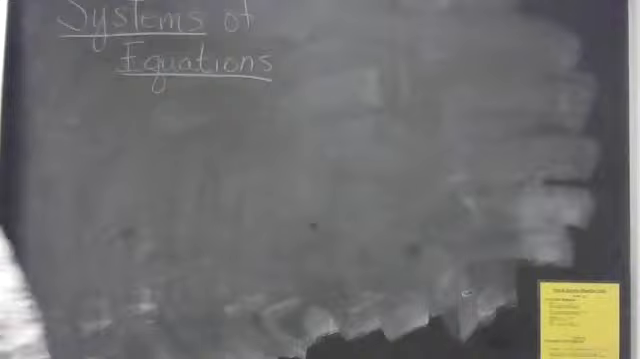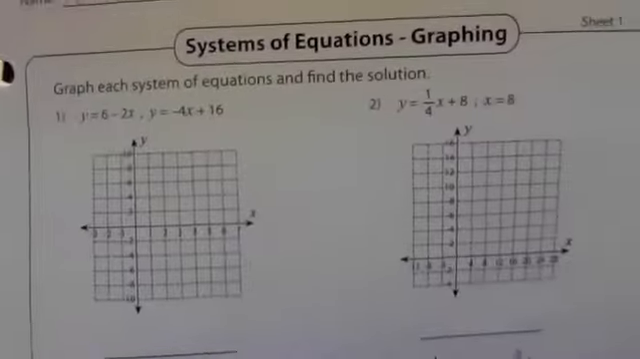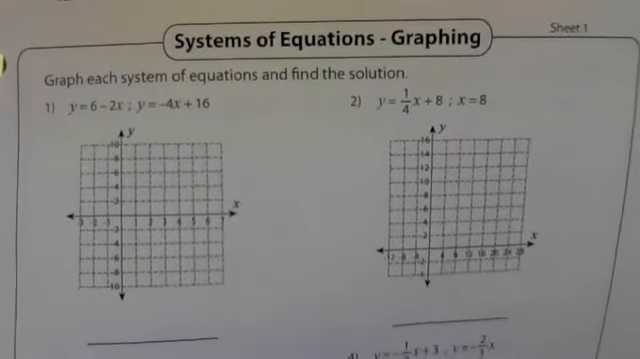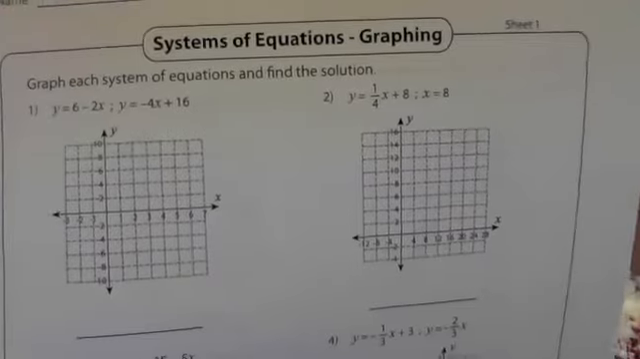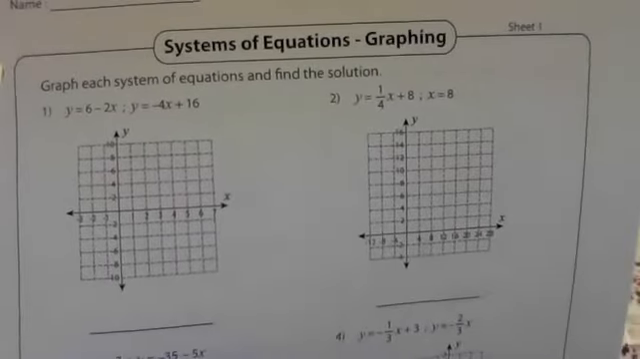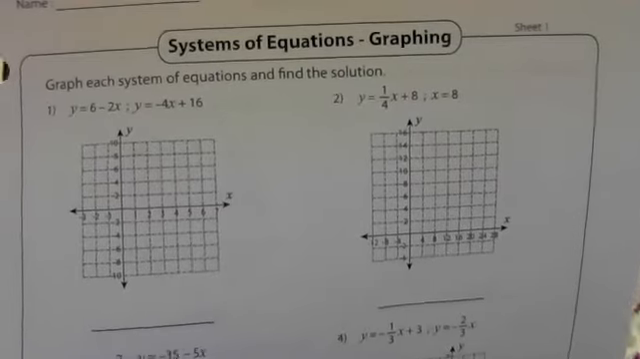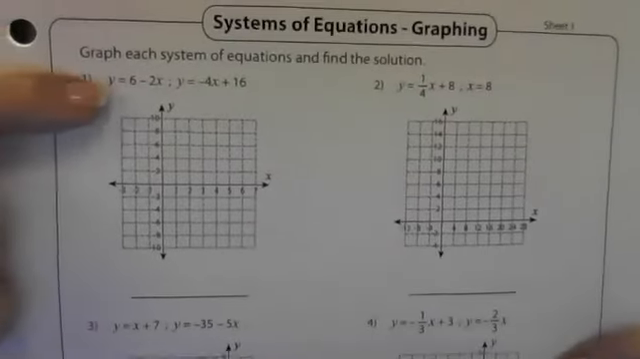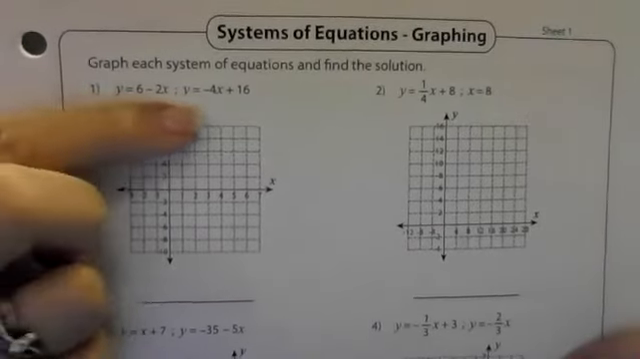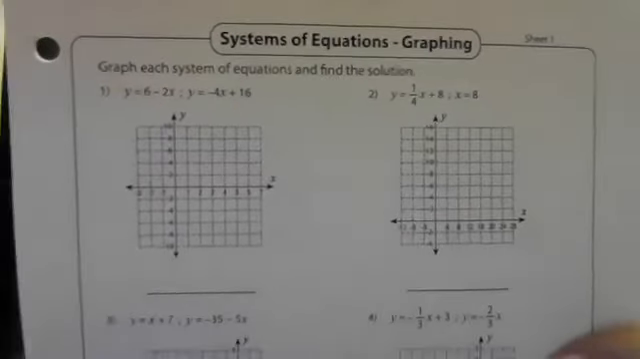So we're going to look at the very first number 1 on the packet that you received in your email. It says graph each system of equations and find the solution. And I'll show you where the solution is. Now notice that both of these equations are already solved for y, so that's a good thing. So we're going to graph both of those.